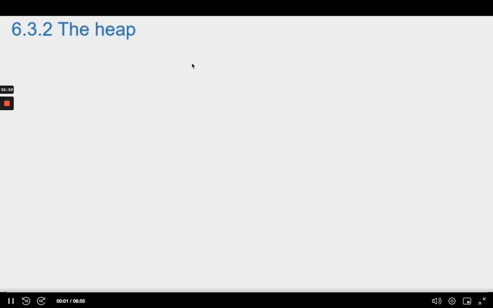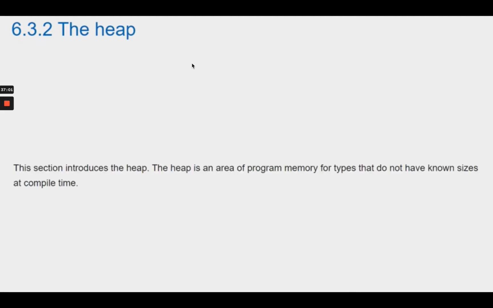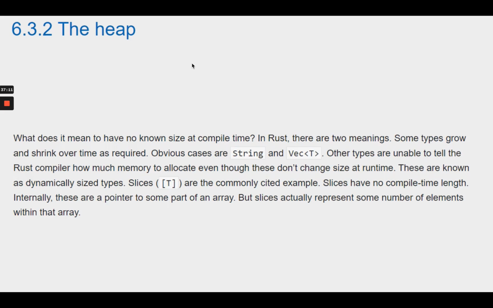Section 6.3.2. The heap. This section introduces the heap. The heap is an area of program memory for types that do not have known sizes at compile time. What does it mean to have no known size at compile time? In Rust, there are two meanings.